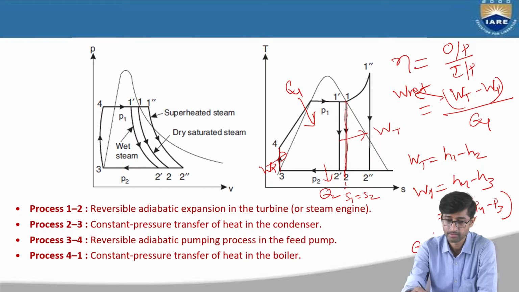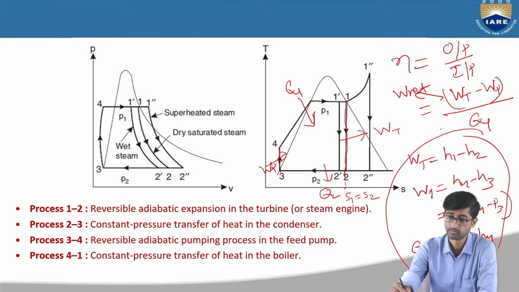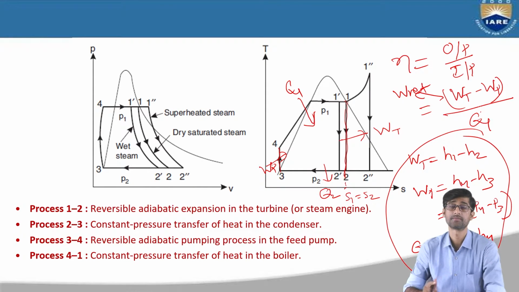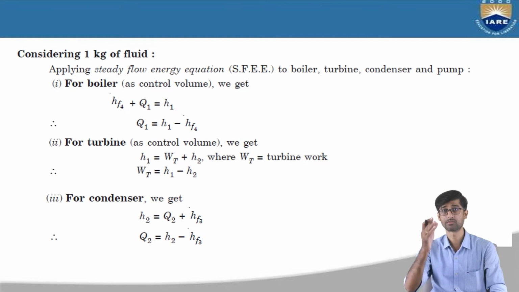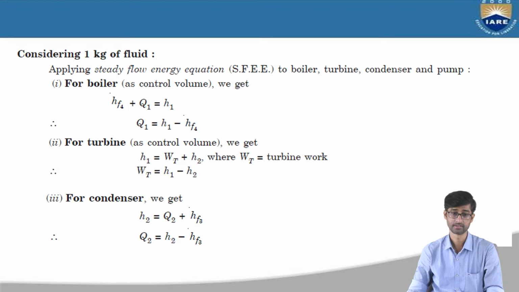Heat supply, that is 4 to 1, right? So this is H1 minus H4, and heat rejected is Q2, that is 2 to 3, H2 minus H3. So after calculating all these terms, you have to put them here to calculate the efficiency of the Rankine cycle. That we already discussed in the previous class. So this is how to calculate the efficiency of the Rankine cycle, right?